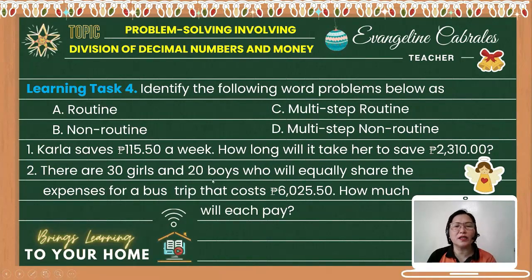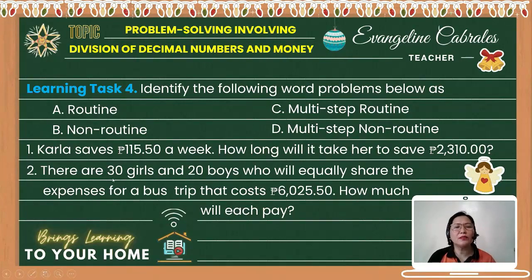There are 30 girls and 20 boys who will equally share the expenses for a bus trip that costs 6,025 pesos and 50 centavos. How much will each pay? Ano kaya ang anong type of problem kaya yan? So, may 30 girls at 20 boys na mag-share o mag-aambag ng pantay-pantay para bayaran ang bus na kanilang ginamit sa kanilang trip. So, ano kaya ang gagawin dyan?